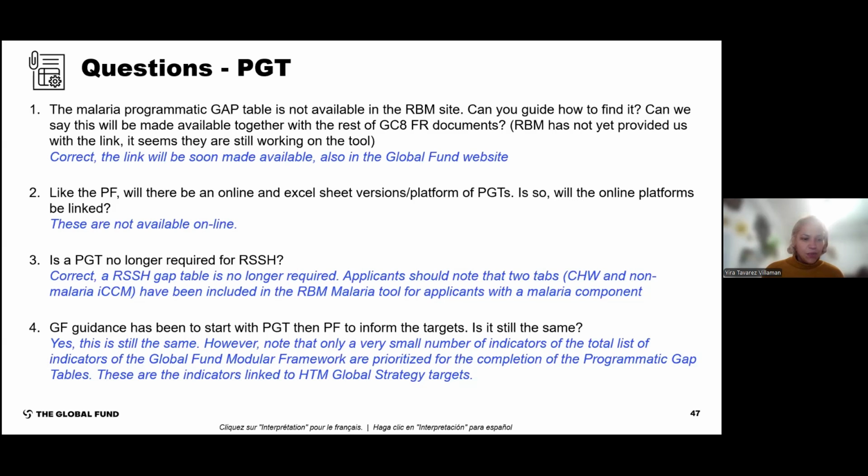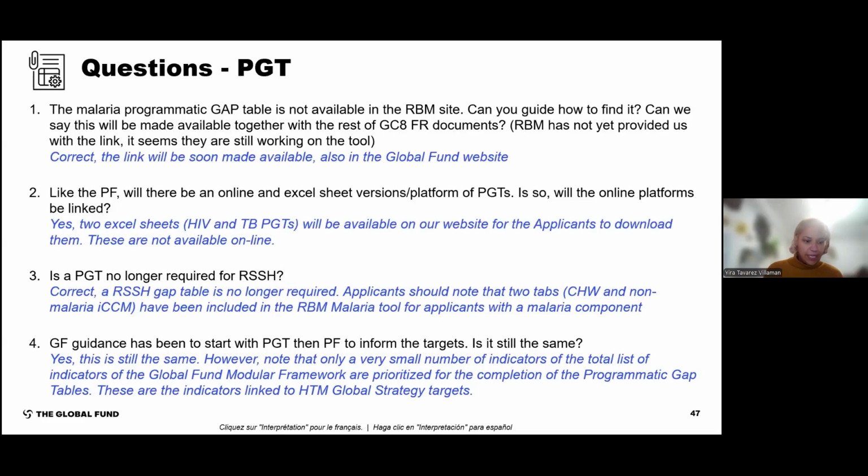The third question is with regards to programmatic gap tables being required for RSSH. No, this is no longer required. This is correct. But please note that 2 tabs have been included in the RBN malaria tool for applicants with a malaria component. 2 tabs that before were included in the community health workers gap table have been included there.